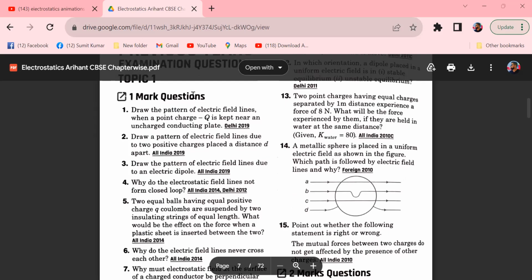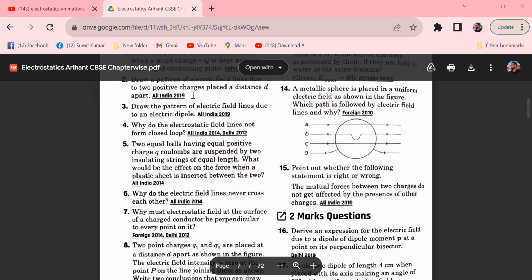Yes, sir. Then see question number 4. Why do electric lines not form a closed loop? Clear with this? Because a tangent to the electric field lines shows the direction of the field, and basically their termination point and starting point are different.